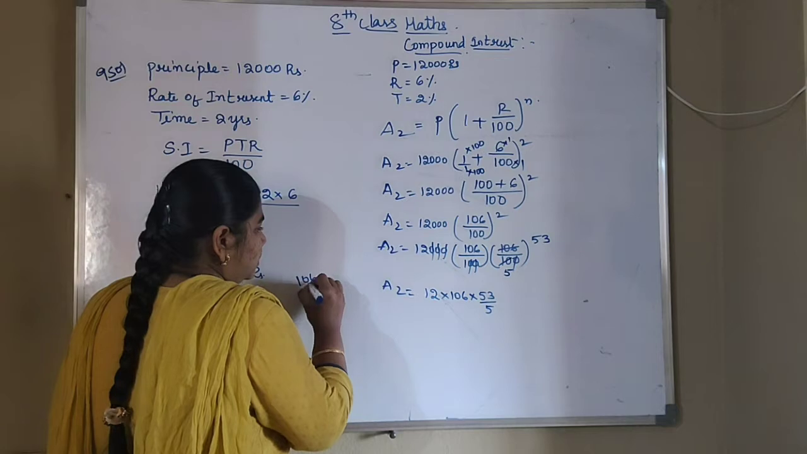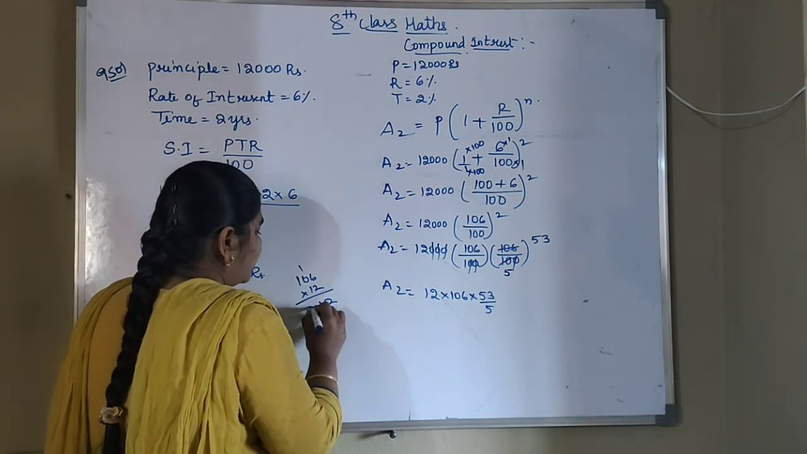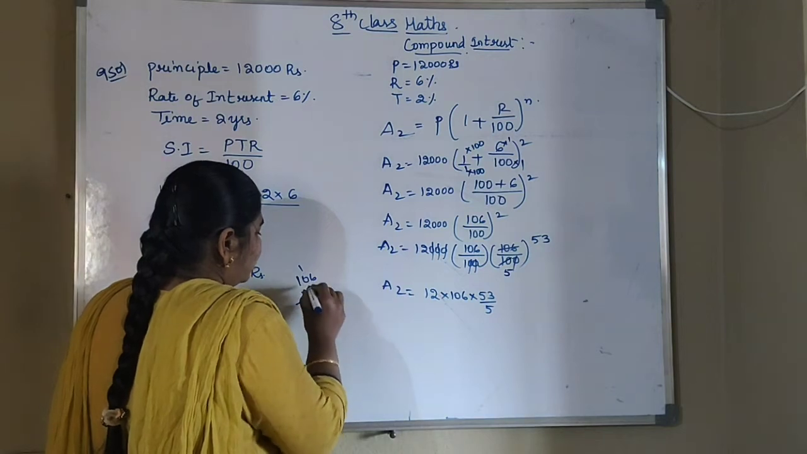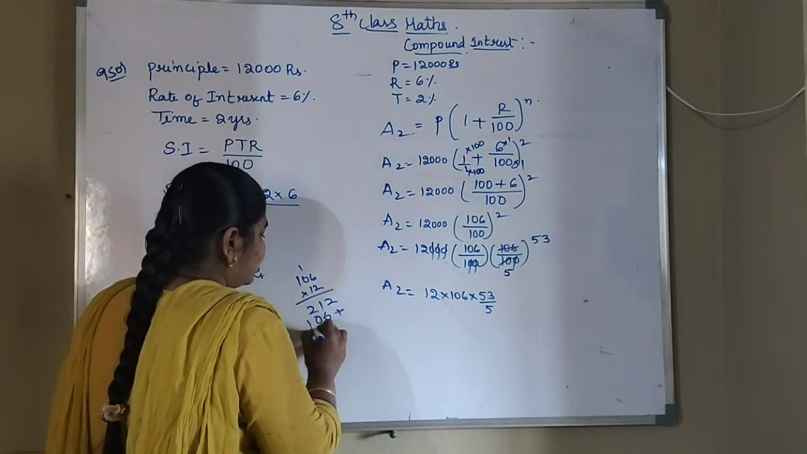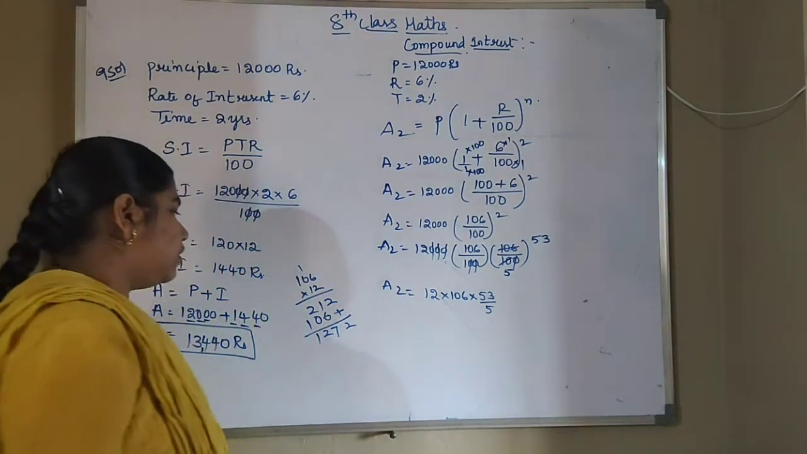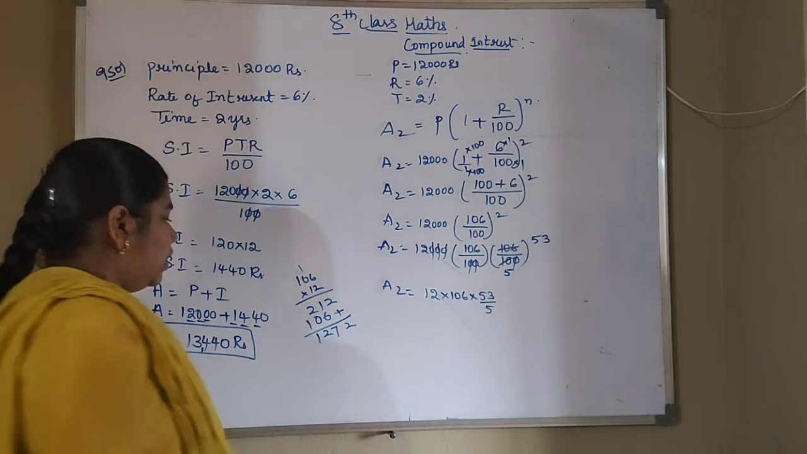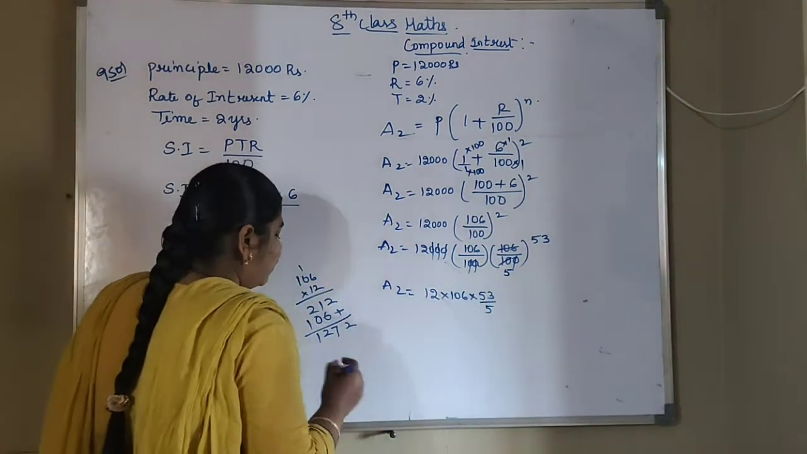So 106 into 12. 2 6s are 12, 1 2 is 2, 1 6 is 6, 1 0 is 0, 1 1 is 1. So you got 1272. Now this value we have to multiply with 53.